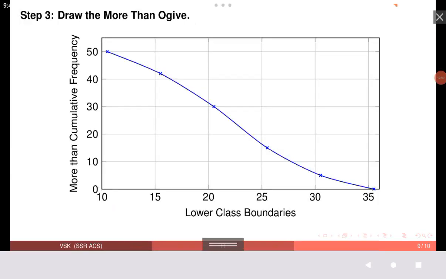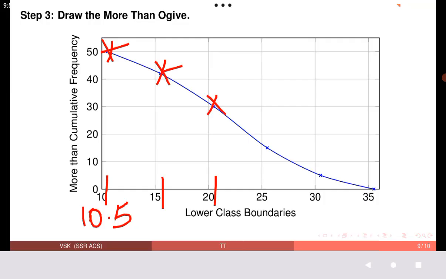For 10.5, this point will come over here. We are taking this as 50. Corresponding to this 15.5, we'll take the points here. So for 10.5, we have found the value as 50, so that will be identified. For 15.5, we'll identify this value. For 20.5, we'll identify this value.